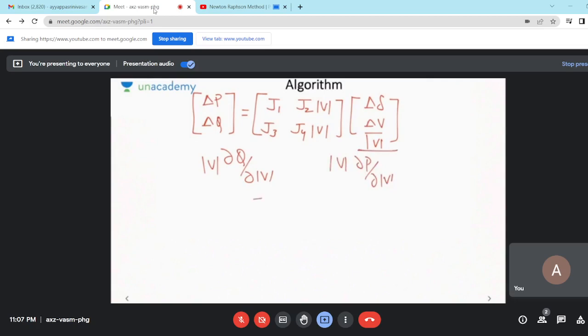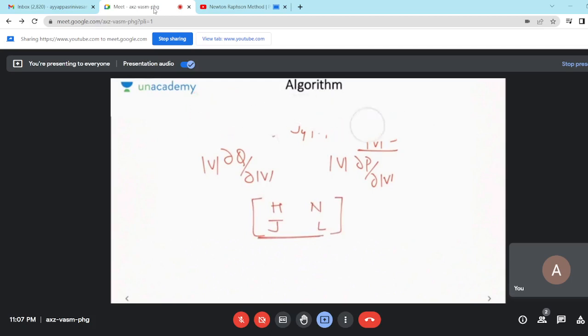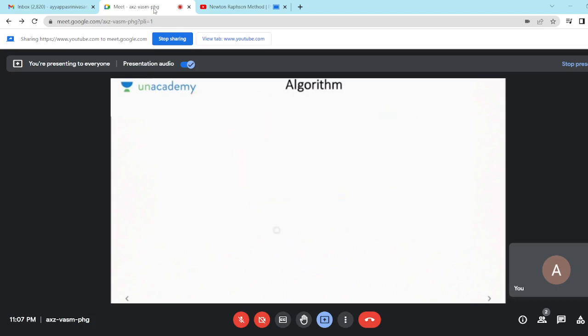Okay, this can also be written as H N J L. That is, we have given these matrices a name, that is H, N, J and L. Now let us see what are the steps to be followed when we are solving a problem using Newton-Raphson.